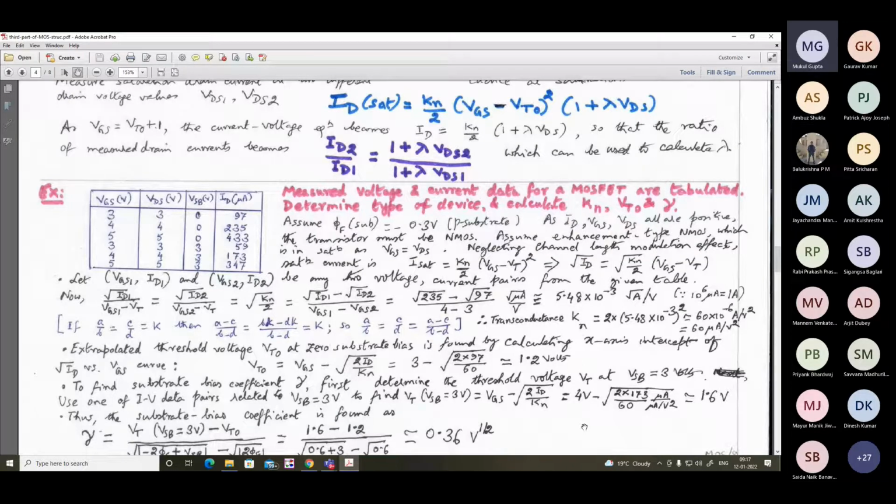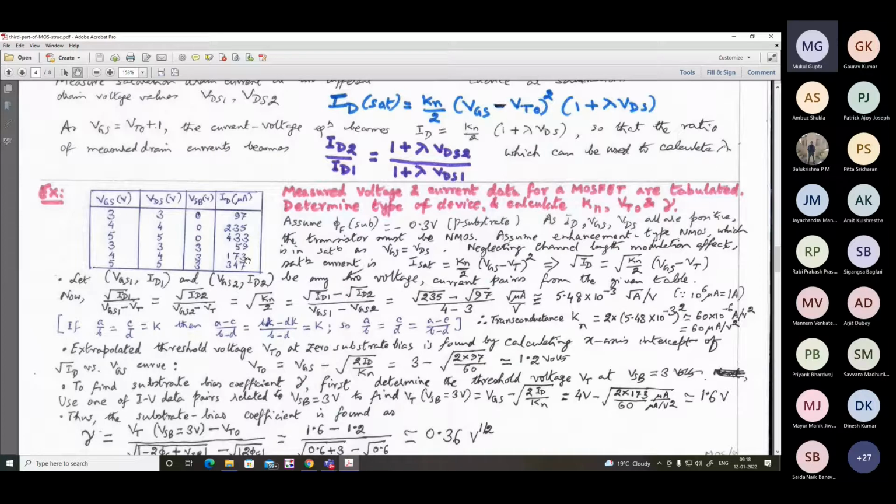Yeah, sorry. So, zero bias threshold voltage is found out to be 1.2 volt. And now, what is the value of VT when VSB equal to 3 volt? To calculate that, we can take either fourth row, fifth row, or sixth row. The values will be roughly same. Okay. So see here, for example, we have taken the fifth row value.